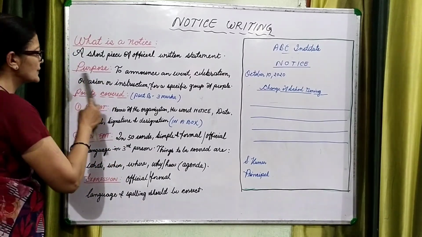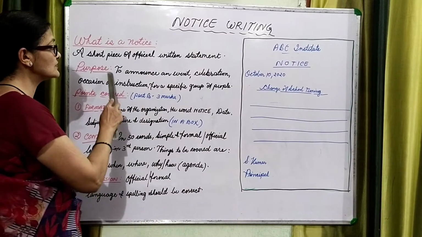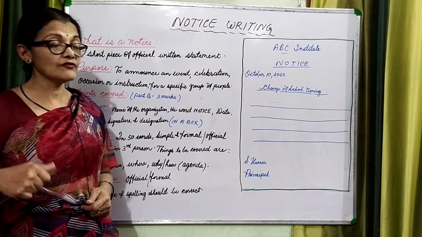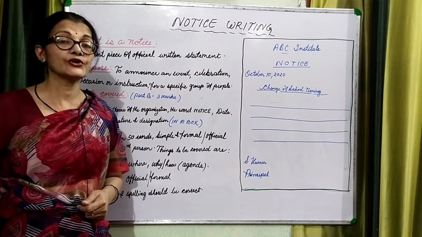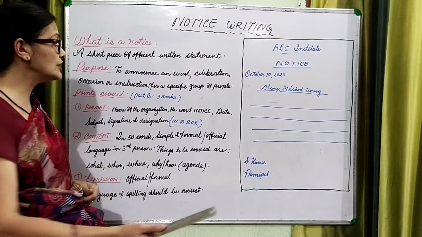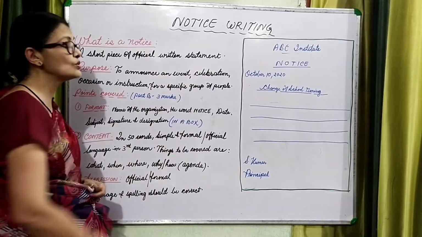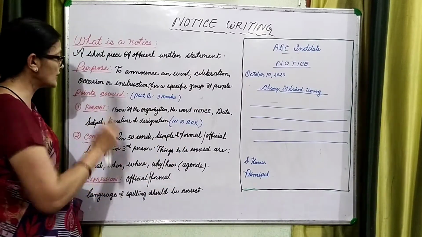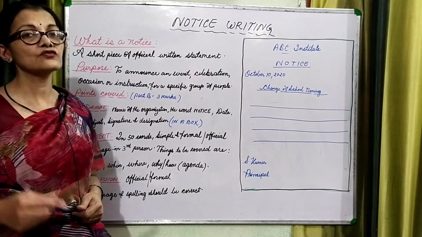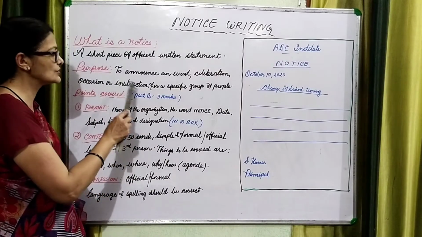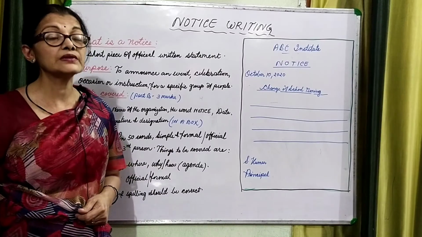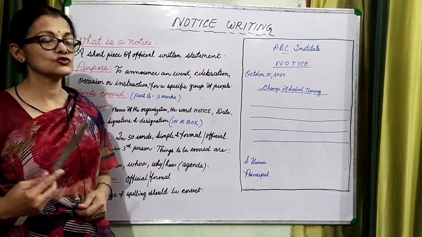And what is the purpose? As I told you just now, it is to announce an event. Suppose we are going to have an annual function, or suppose we are going to celebrate something in our school, so we have to announce the event, or a particular celebration or occasion, or maybe an instruction. Usually in school the notice is an instruction given to a specific group of people, and who is that group in the school? That is the children, the students.